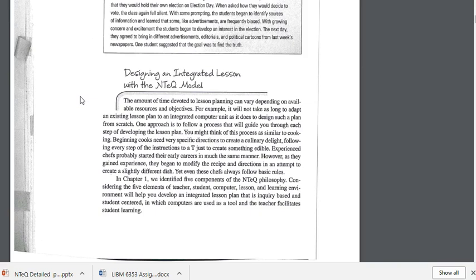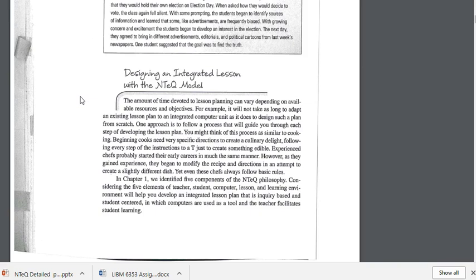So one approach is to follow a process that guides you through each step of developing your lesson plan. You might think of this problem similar to cooking. Beginning cooks need very specific directions to create a culinary delight, following every step of the instructions to a T just to create something edible.